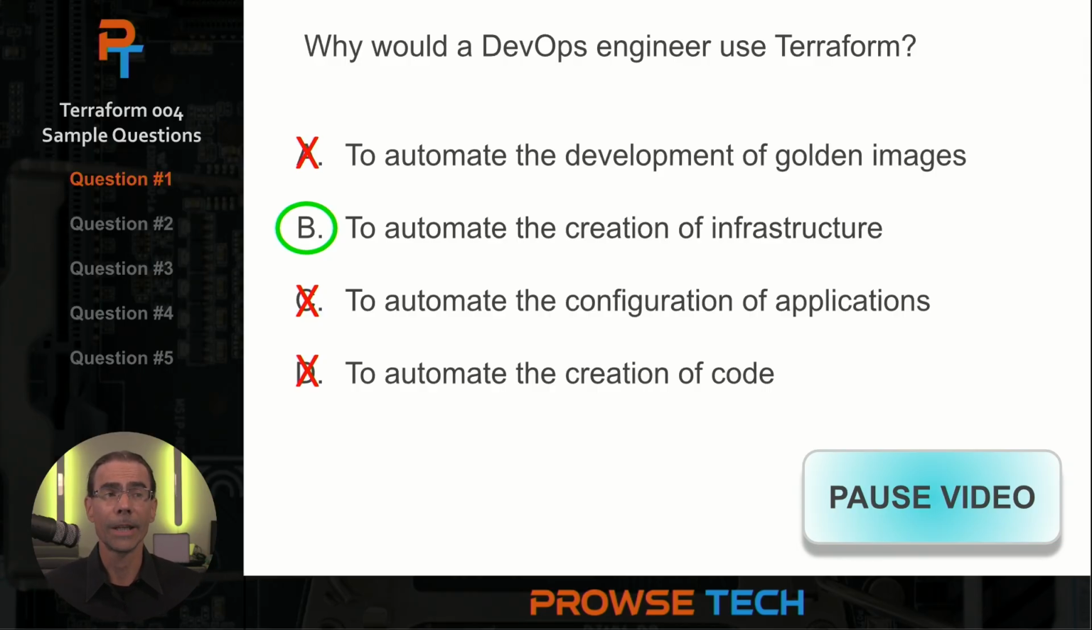And D, to automate the creation of code, we're talking artificial intelligence at this point. And while you can use that in concert with Terraform, that's not what Terraform does by itself. It automates the creation of infrastructure. Excellent. 1 question down. Good work.